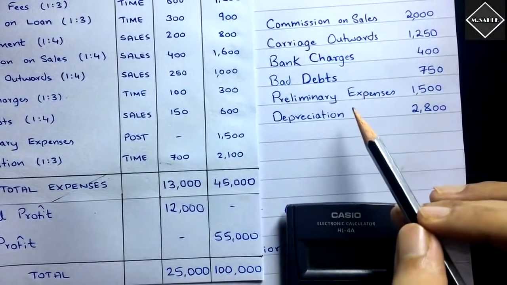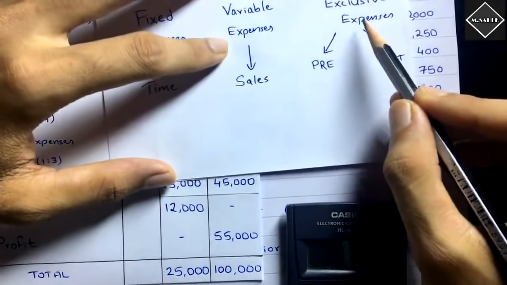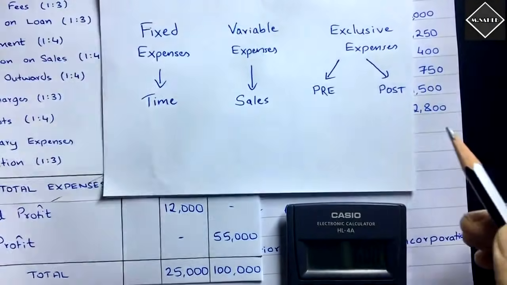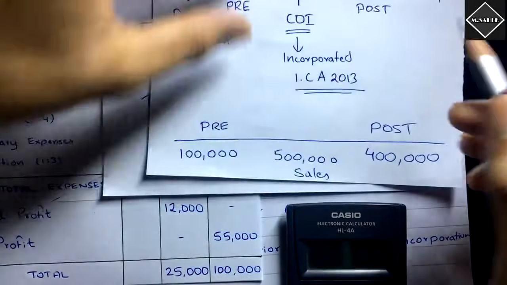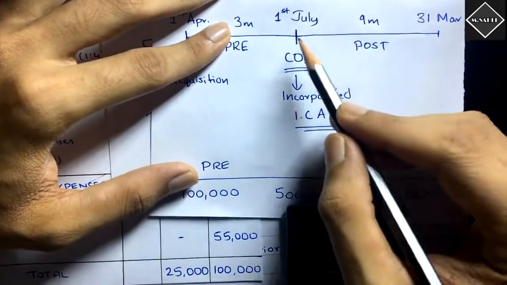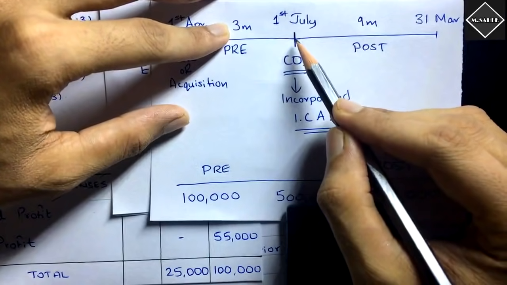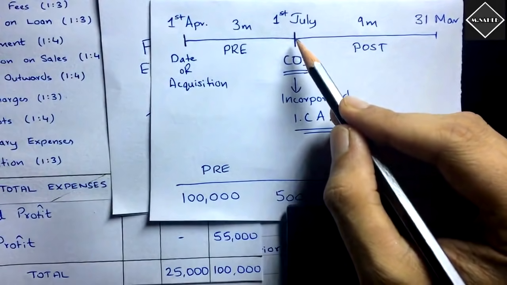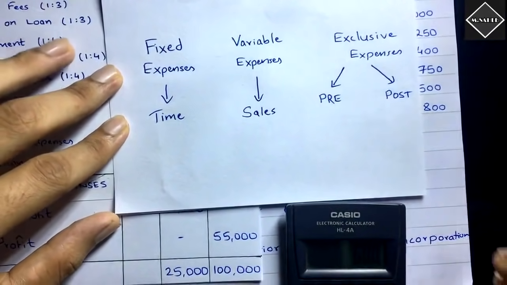Now preliminary expenses is an exclusive expense. It's an exclusive expense that will only go to the post column. Why? Because the preliminary expenses are incurred to create the company. They are incurred to create the company, so they are directly connected with the company. So it's an exclusive expense that will directly go to the post column.